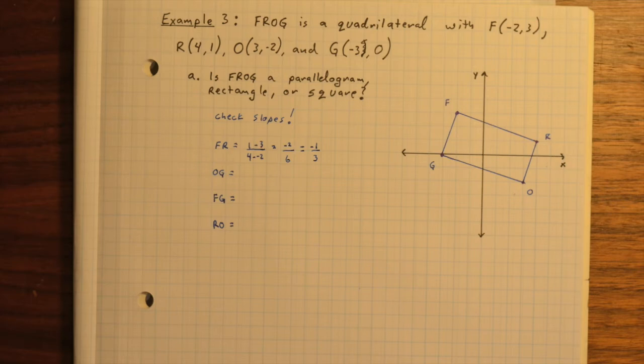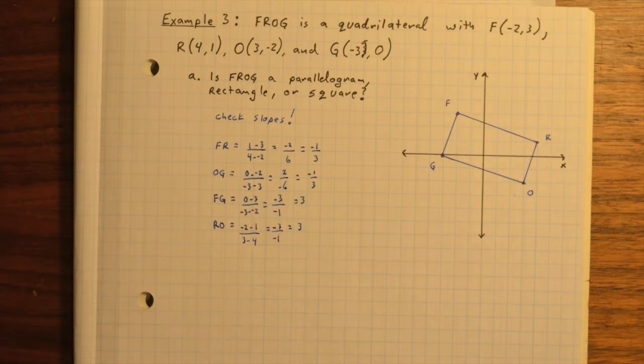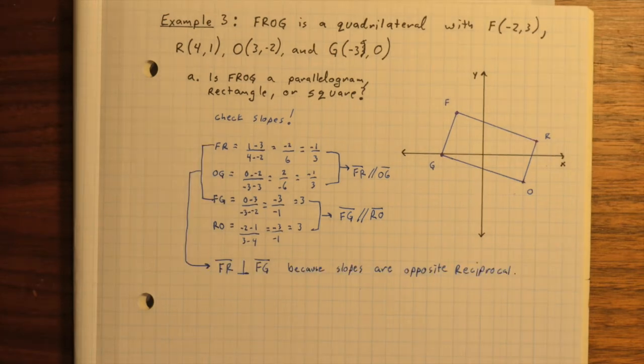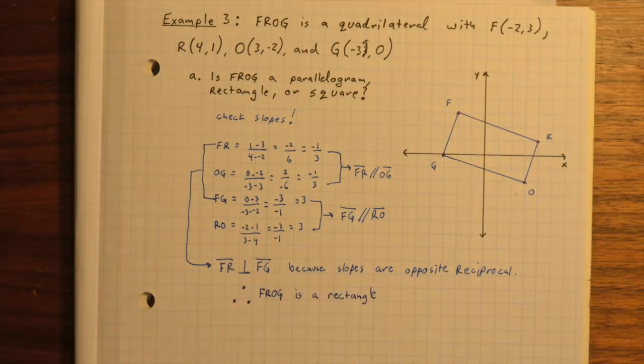I see the slope of FR is negative 1/3. Likewise, OG is negative 1/3. FG and RO both have a slope of 3. Now, since FR and OG have the same slope, that means they're parallel. Likewise, FG and RO are parallel. But then also notice that, say, FR and FG are perpendicular, because their slopes are opposite reciprocals. And so that means we know for sure that FROG is a rectangle.